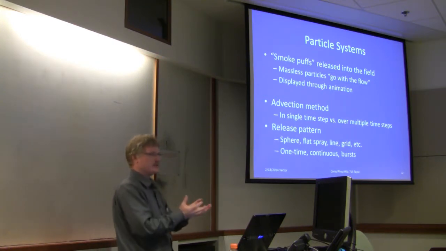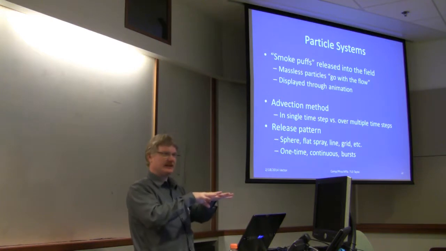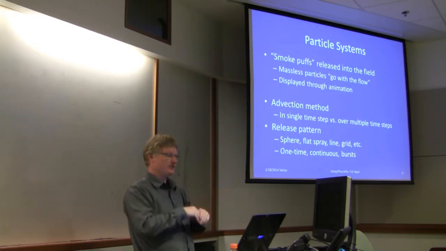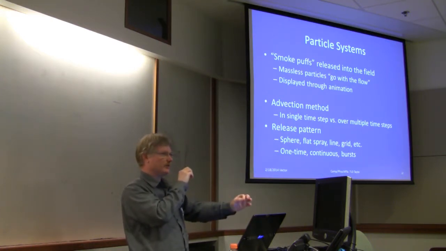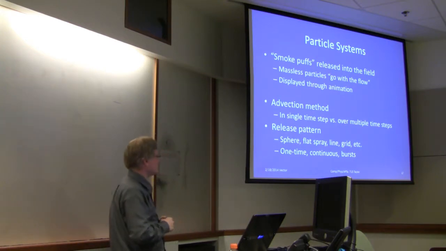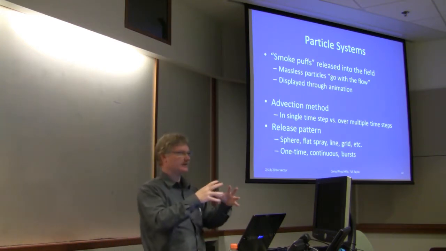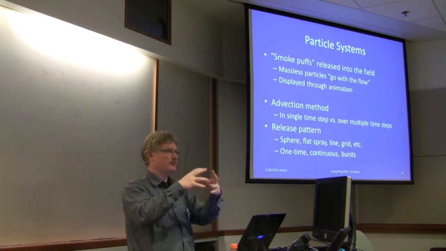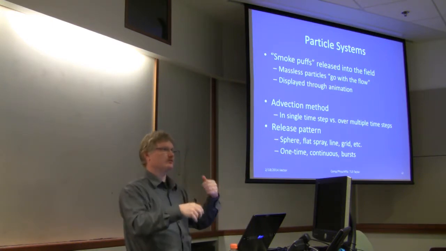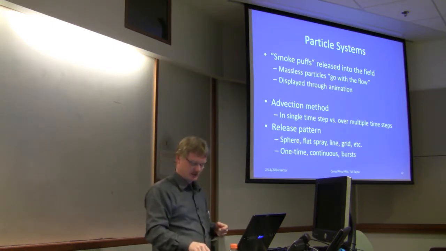There's another question about what release pattern do you put the particles in. You can put them on the side of the sphere and see how they go. A flat spray, which gives you some more structure to the pattern, kind of a uniform line or a grid. And then there's a question about, do you release them all at once and then they flow, or continuous release of particles, or bursts of particles. And we'll see different examples of that as we go.